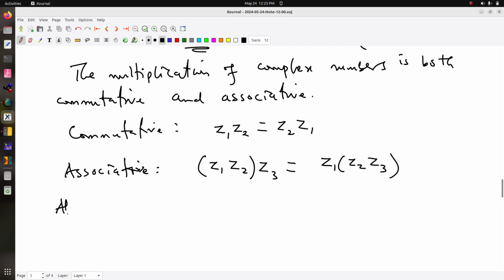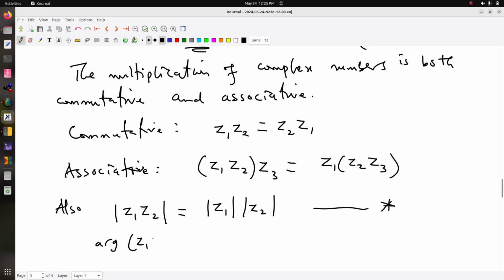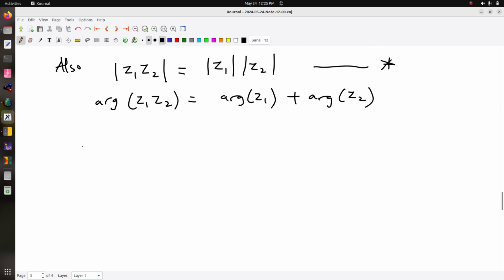Also, if you find the modulus of the product of z1 and z2, it is the same as finding the modulus of z1, then multiplying the result by the modulus of z2. So you should take note of this. With the argument as well, the argument of z1 multiplied by z2 is the same as the argument of z1 plus the argument of z2. Okay, so let's take a simple example.